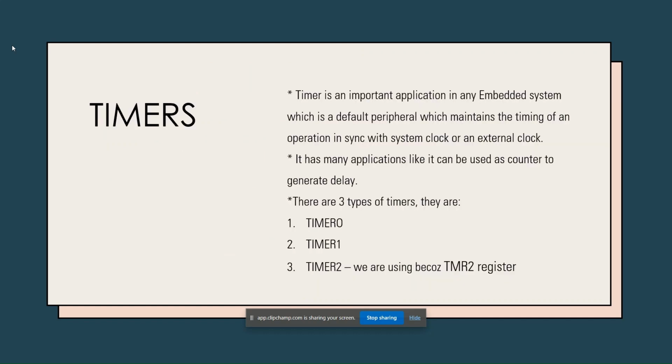Timers. Timer is a most important application in any embedded system, which is a default peripheral that maintains the timing of the operation in sync with the system clock or an external clock. It has many applications; for example, it can be used as a counter to generate a delay. There are three types of timer in PIC 16F77A: timer 0, timer 1, and timer 2. But in this case, we have used timer 2 because it contains the TMR2 register, which is most suitable for this project.